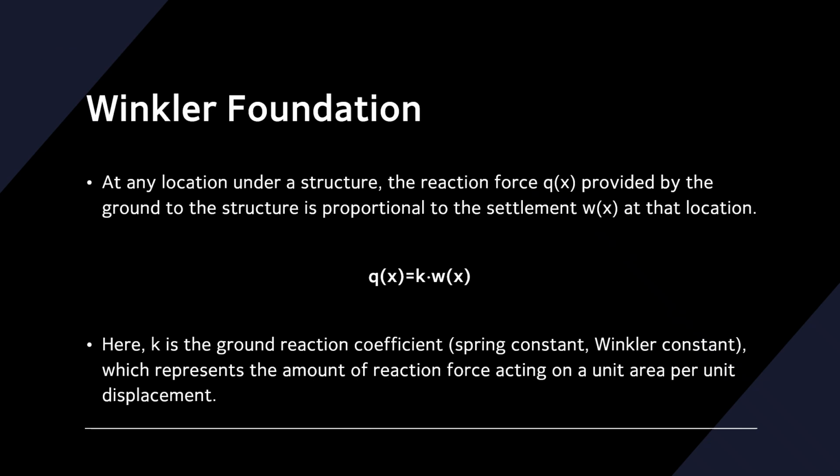At any location under a structure, the reaction force Qx provided by the ground to the structure is proportional to the settlement Wx at that location. Qx = Kwx. Here K is the ground reaction coefficient, spring constant, or Winkler constant, which represents the amount of reaction force acting on a unit area per unit displacement.